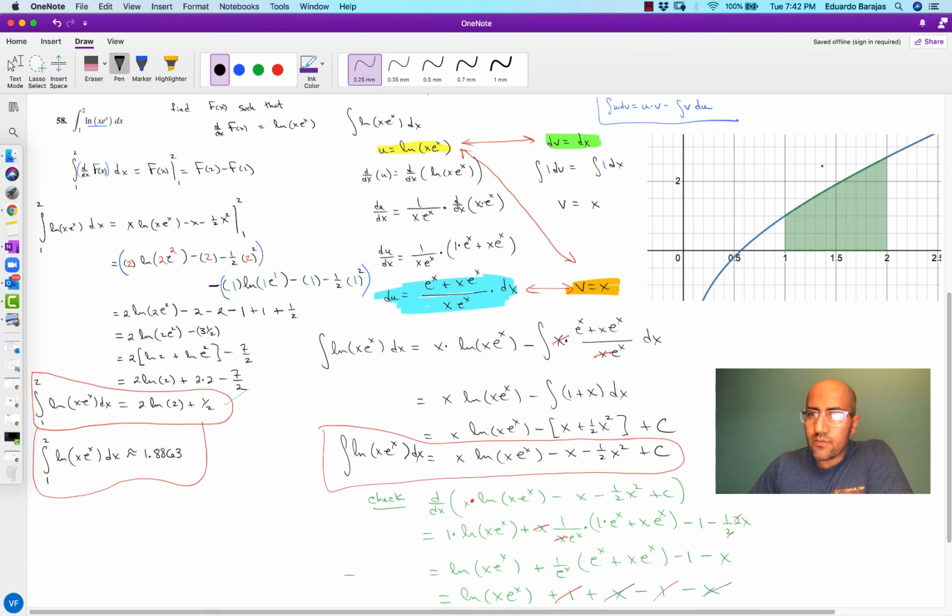Okay, so then this right here, this curvature right there, is the function ln of x e to the x, and the integral from 1 to 2 means we found this area in green, and we found that area in green to be equal to approximately 1.8863.